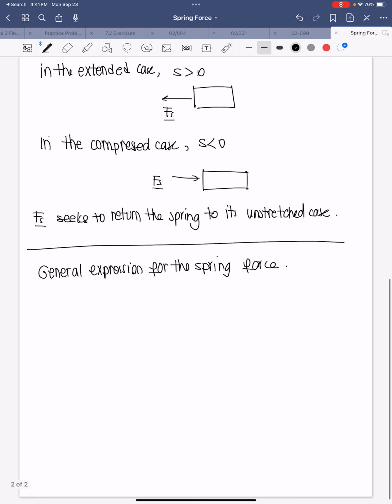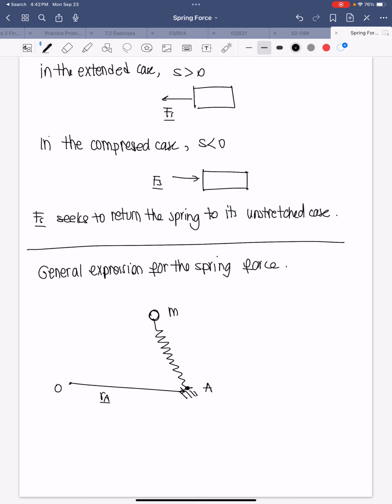If I have in general a spring fixed on one end and attached to a mass m on the other end, let me call the fixed part A and then mass m, and I have an origin at any location. Ra is the position vector from O to A, and r is the position vector from O to the particle. And I can write also the vector r minus Ra. It's gonna be this vector, r minus Ra.